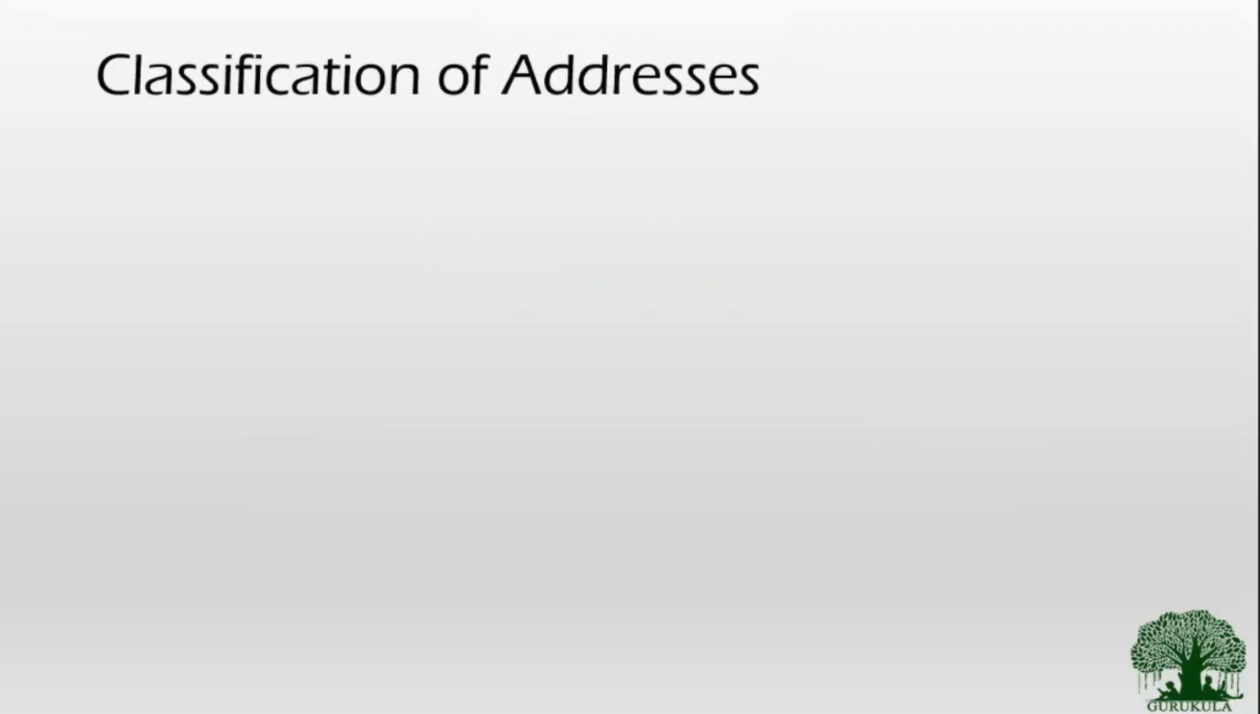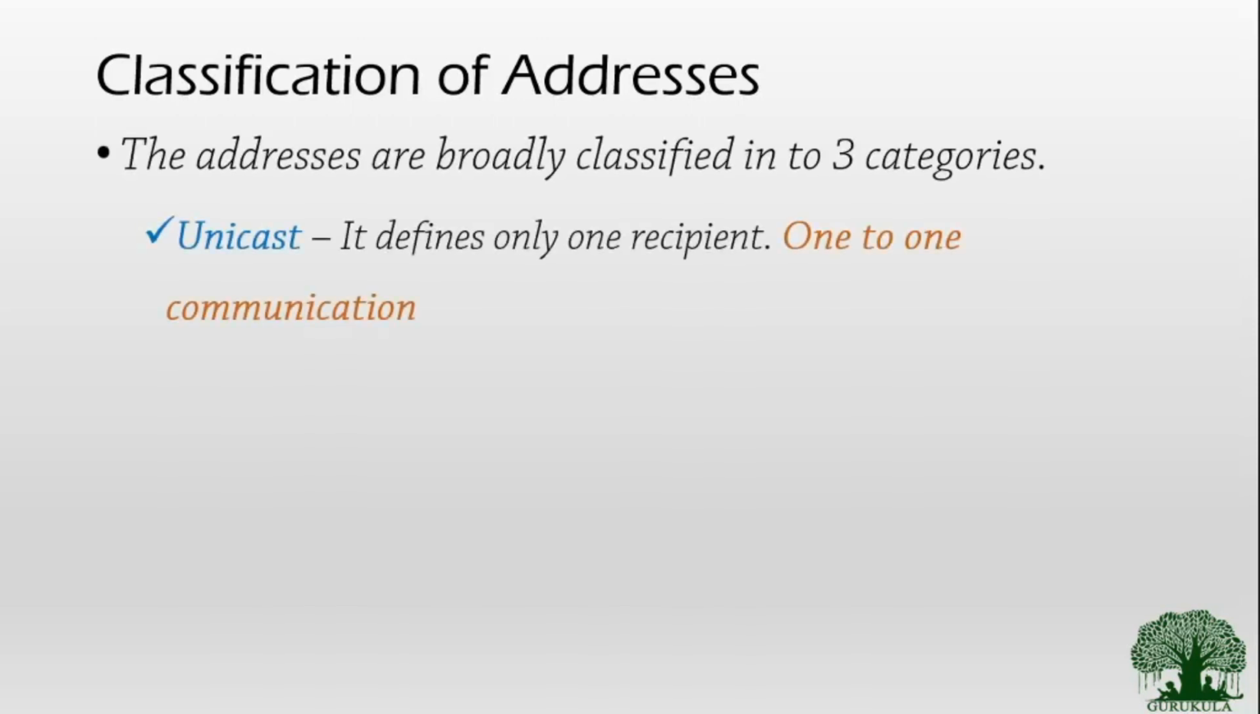Coming to the classification of addresses, depending upon the type of physical address, we can classify what type of address it is. There are basically 3 types of addresses available in physical addressing. The first one is unicast. Unicast is nothing but it defines only one recipient, which means we are going to communicate with only one particular node on the internet. It is almost similar to point-to-point communication or one-on-one communication.